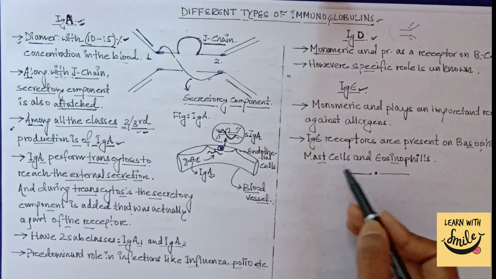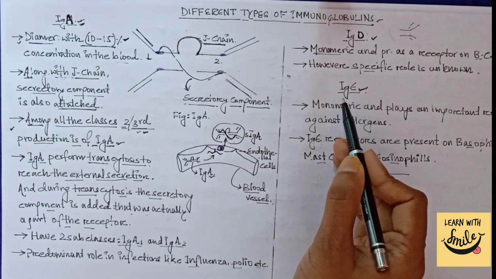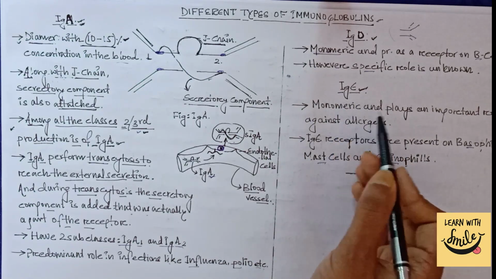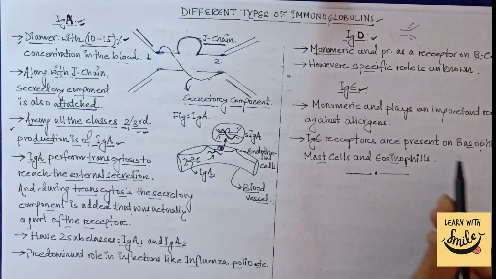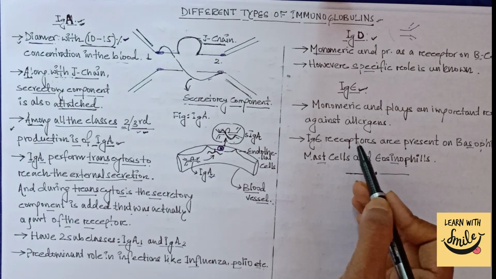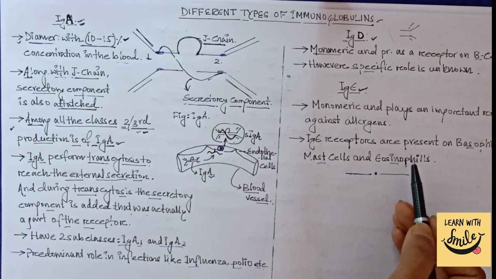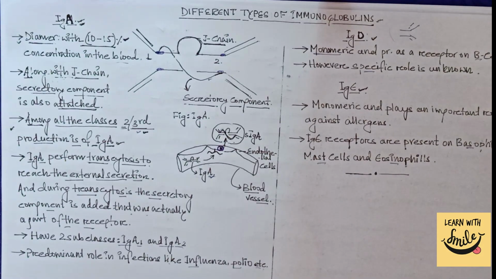Basophils, mast cells and eosinophils have a receptor for immunoglobulin E. After recognition of the specific allergens, immunoglobulin E along with the allergen will come for help to these basophils, mast cells and eosinophils via the receptor which is present on the surface of the basophils, mast cells and eosinophils, and thereafter the neutralization activity will be accomplished. So that's all for the immunoglobulin structures.